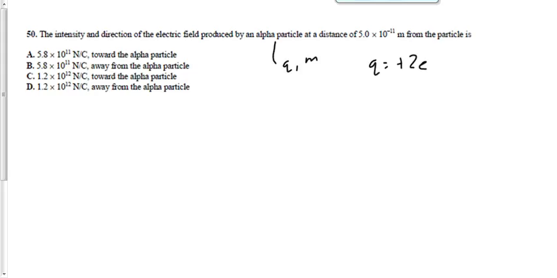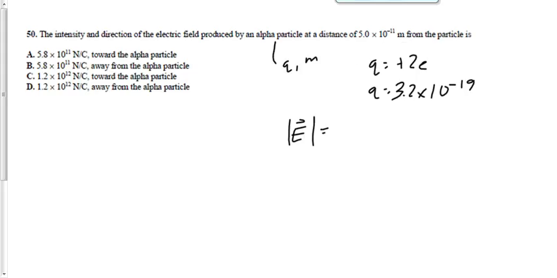What does that mean? Plus 2 times the elementary charge, or in other words, it's 3.2 times 10 to the minus 19 coulombs. So all we're going to do for this is say E is equal to kQ over r squared: 8.99 times 10 to the 9, times 3.2 times 10 to the minus 19, divided by 5.0 times 10 to the minus 11 squared. What do we end up getting there? Is it 1.2 times 10 to the 12 newtons per coulomb? Is it toward the alpha particle or away from the alpha particle?